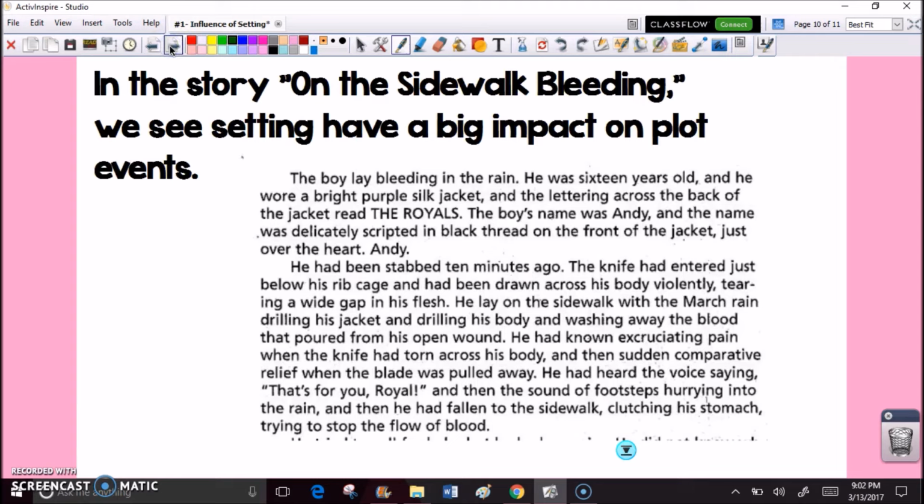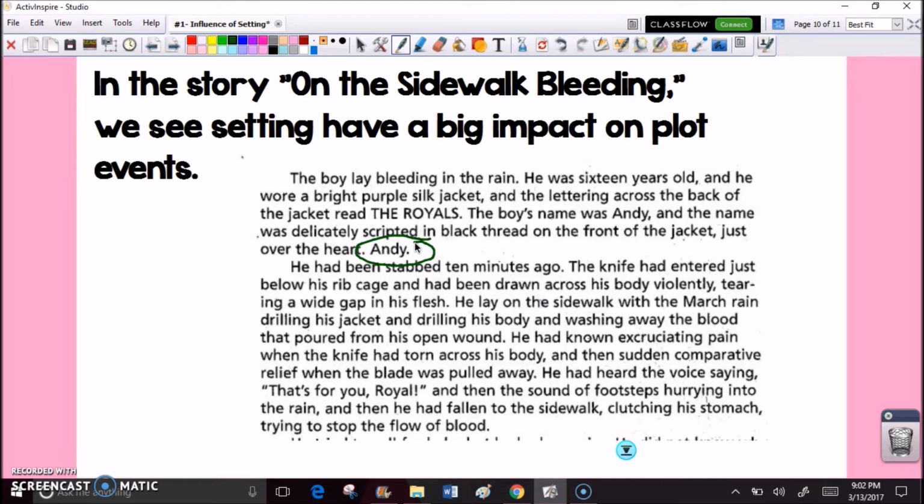Another example comes from the story The Sidewalk Bleeding. Now, in this story, we can see that setting has a big impact on the plot. The story focuses on a kid named Andy. He's a member of a gang called the Royals. At the beginning of the story, he's at a party. He leaves the party to get a pack of cigarettes. He decides to take a shortcut through an alleyway.